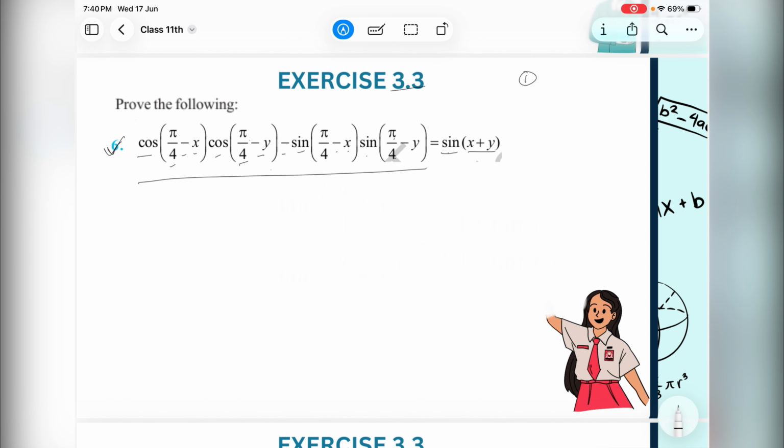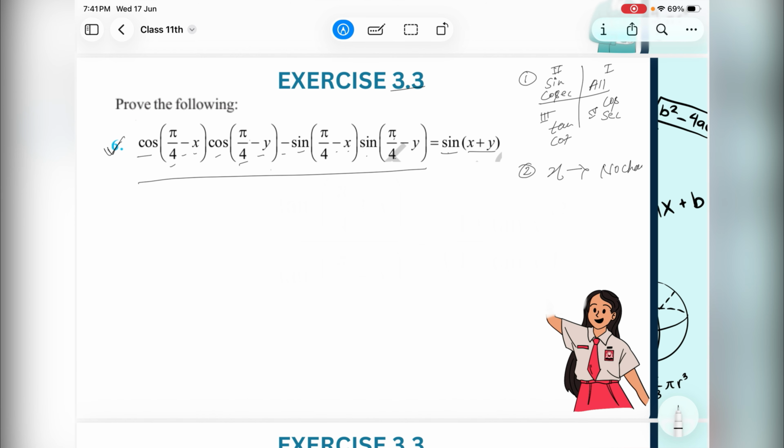First of all, this is the first quadrant, second quadrant, third quadrant, and fourth quadrant. In the first quadrant, all the trigonometric functions like sine, cos, tan, cosec, sec, cot will be positive. In the second, sine and cosec are positive. In the third, tan and cot are positive, and in the fourth quadrant, cos and sec will be positive.